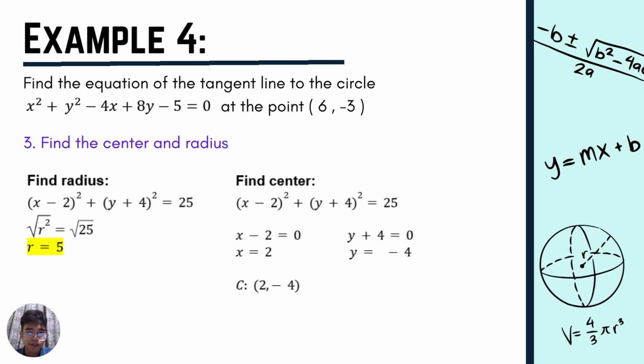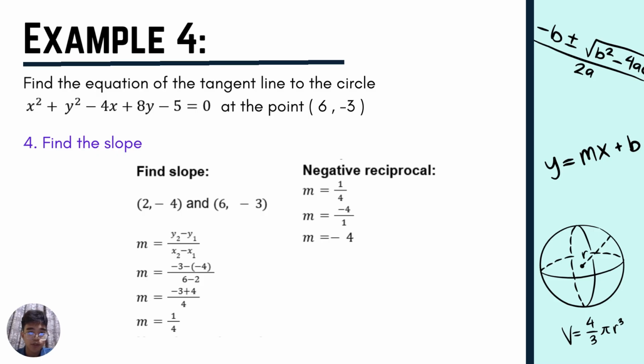Now we'll find the center. (x minus 2) squared plus (y plus 4) squared is equal to 25. Doing the same thing, we will have x minus 2 is equal to 0, and our x, which is our h, is 2. And for y, we have y plus 4 equals 0. We have y is equal to negative 4, that is our k. Therefore, our center is located at 2, which is our h, and negative 4, which is our k.